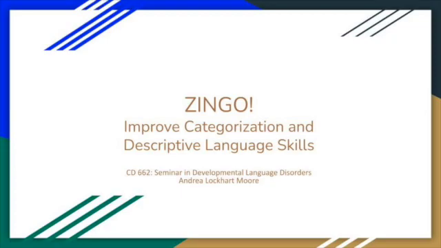Hello, Cohort 21 colleagues. Today I will present on the use of the game ZINGO to target two areas of semantics, categorization and descriptive language. I will cover the typical acquisition of these skills, my rationale for selecting these targets, and the method of semantic mapping that I will use while playing the game ZINGO.